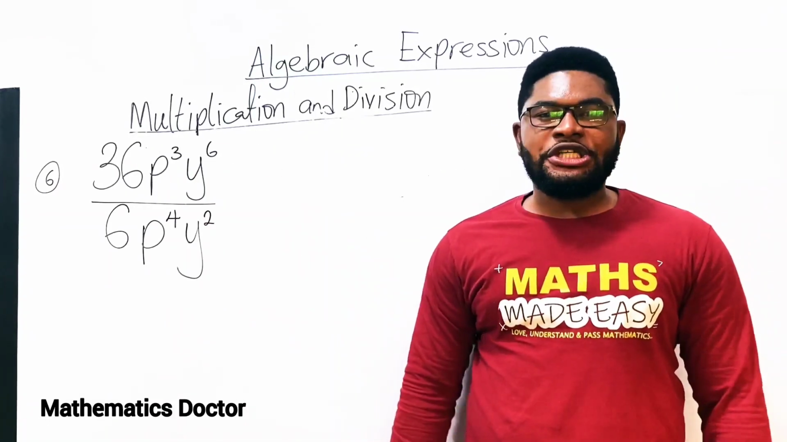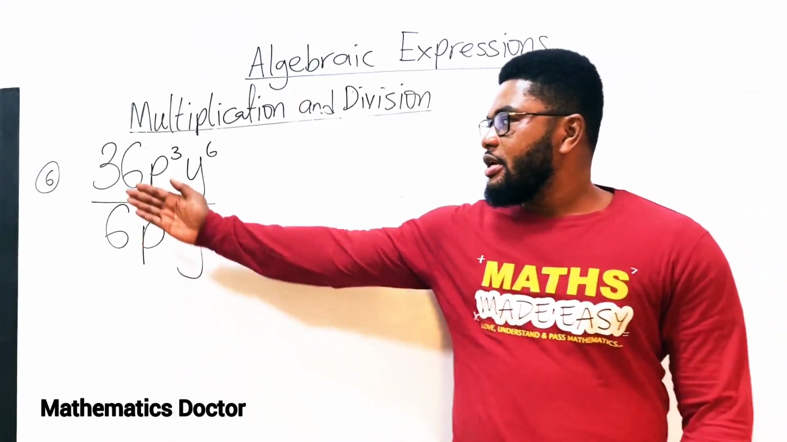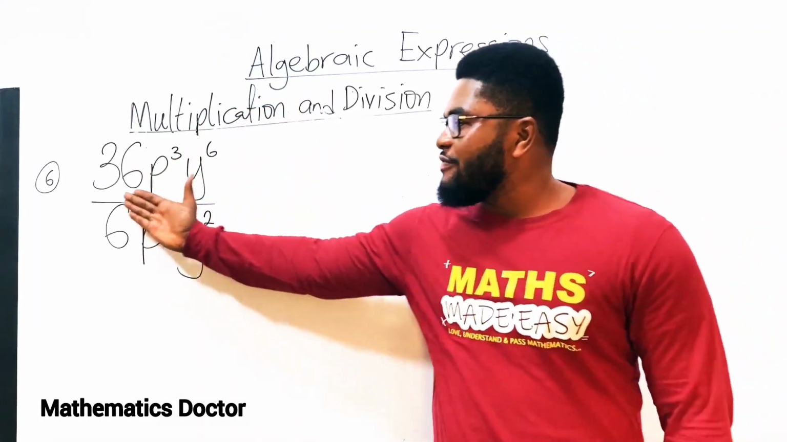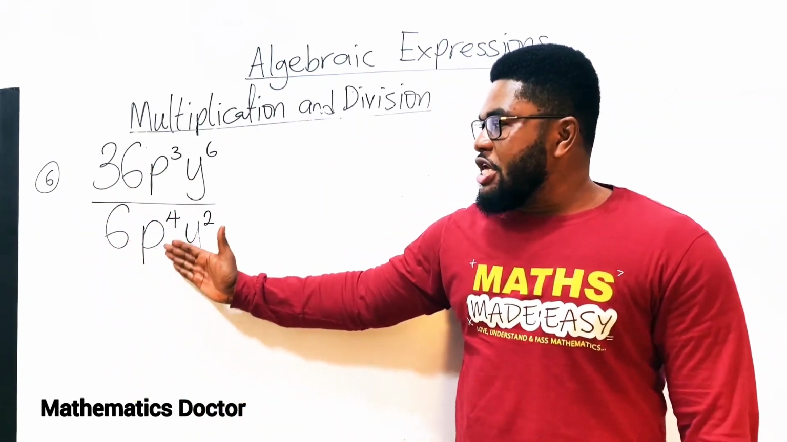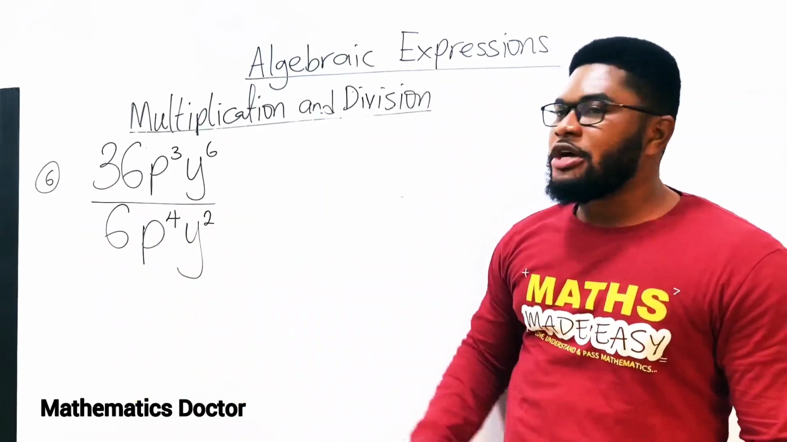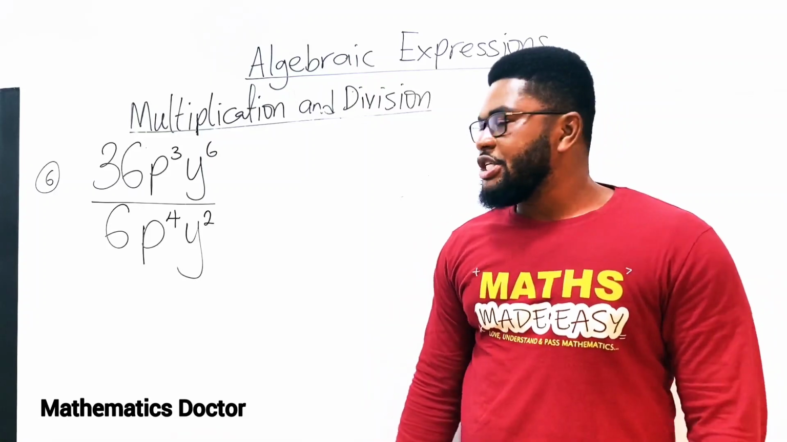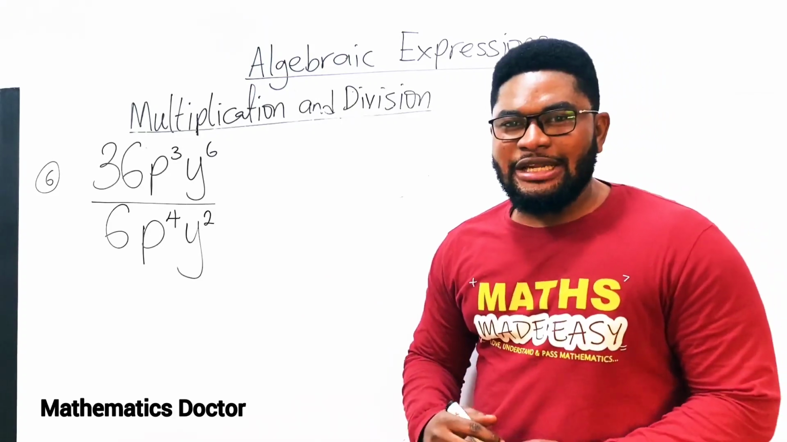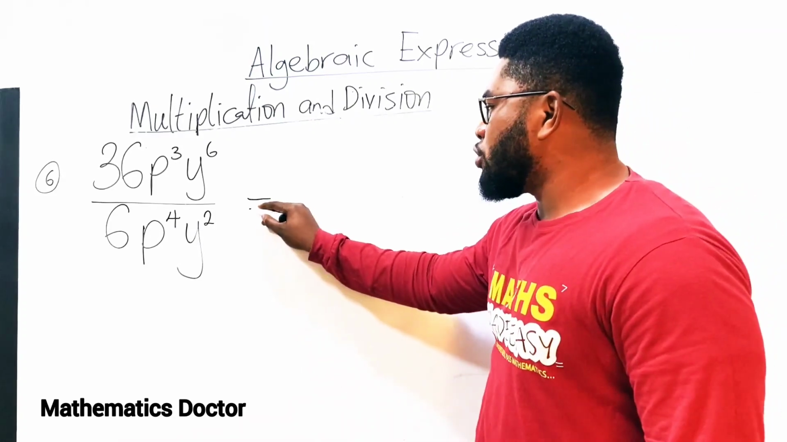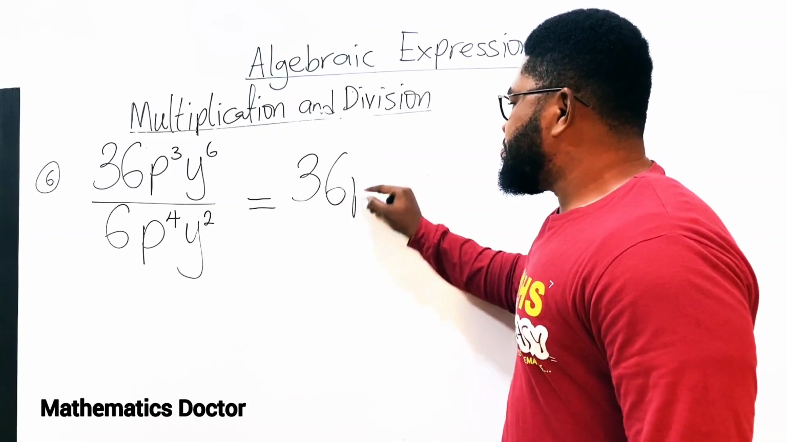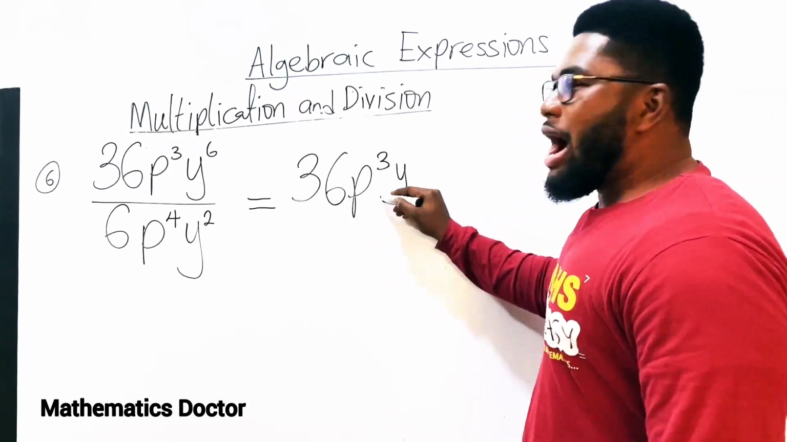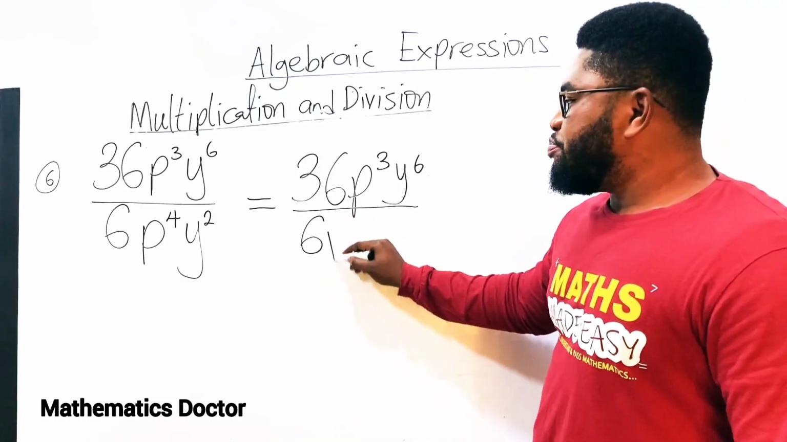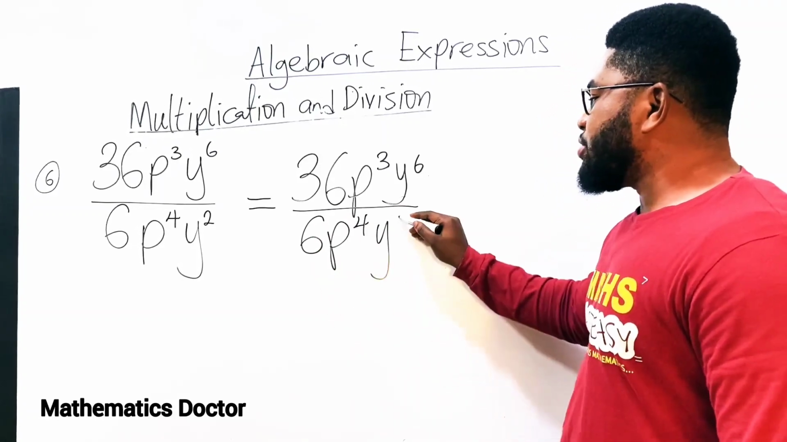Let's take a look at question number 6, which says 36p raised to the power 3, y raised to the power 6, all divided by 6p raised to the power 4, y raised to the power 2. Let's use the cancellation method to make it simpler. So we have to rewrite the question again. So this is equal to 36p raised to the power 3, y raised to the power 6, all divided by 6p raised to the power 4, y raised to the power 2.